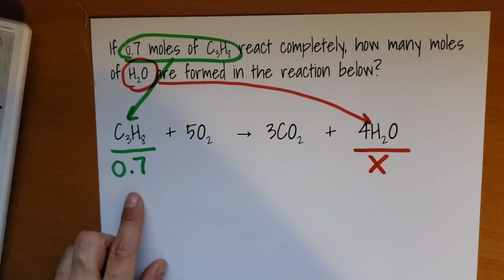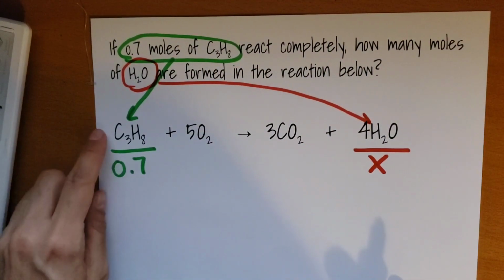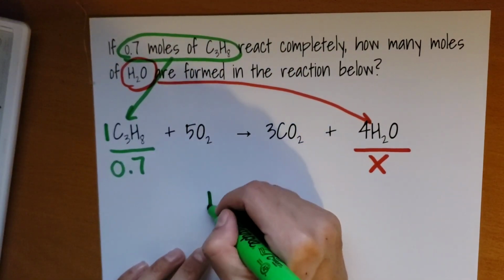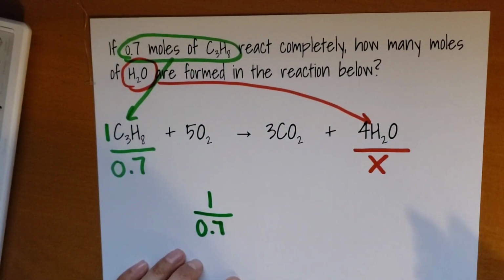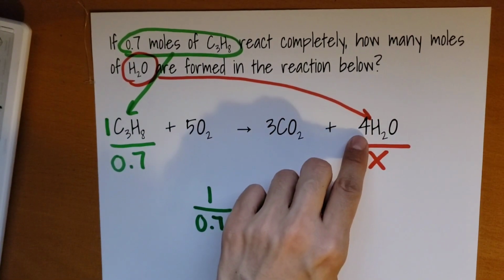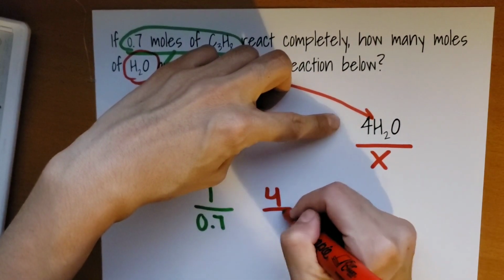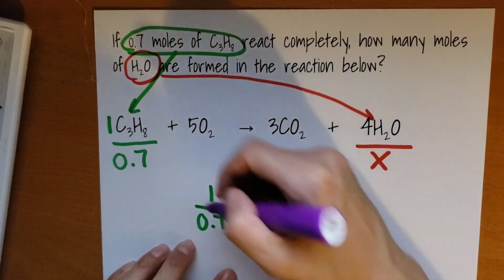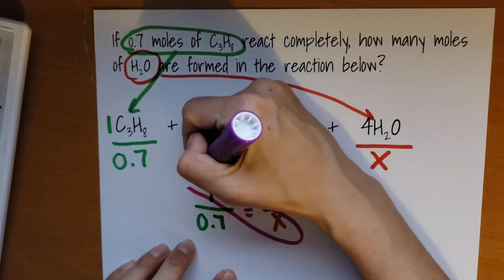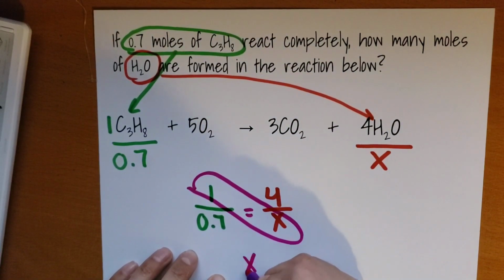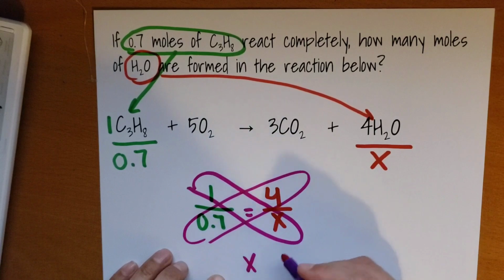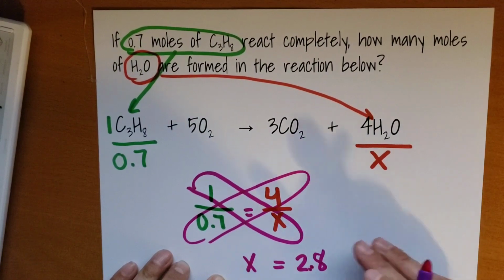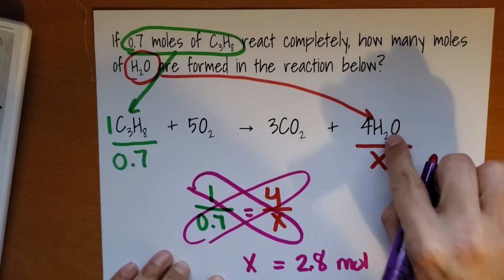And now we're going to take what we know and write it down and set equivalent fractions. So remember that we're looking at the coefficient. This coefficient is understood to be 1. So 1 over 0.7. And then for the water, which is here, we have a coefficient of 4 over x. So we're going to set our fractions equal to one another, and to solve, I'm going to multiply these two items together, and then I'm going to set that equal to these two items. So here I have 2.8 moles of water.